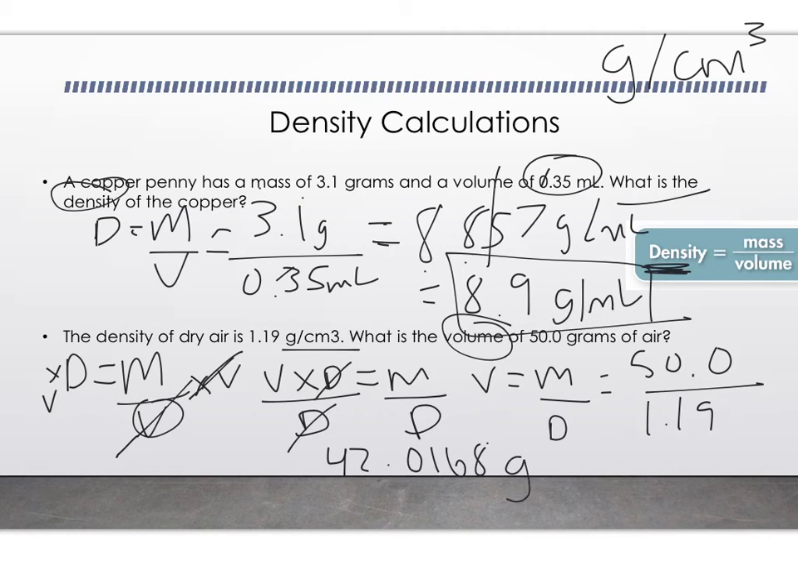42.0168. And how many sig figs do we need in our final answer? Well, in 1.19, there's 3 sig figs. 50.0, there's also 3 sig figs. So you're dependent on the least amount because we're dividing here, so it's always 3. So then we have 1, 2, 3 numbers, make your line, and then the 1 makes the 0 stay the same. So our final answer is going to be, that's wrong. Final answer will be 42.0 grams.